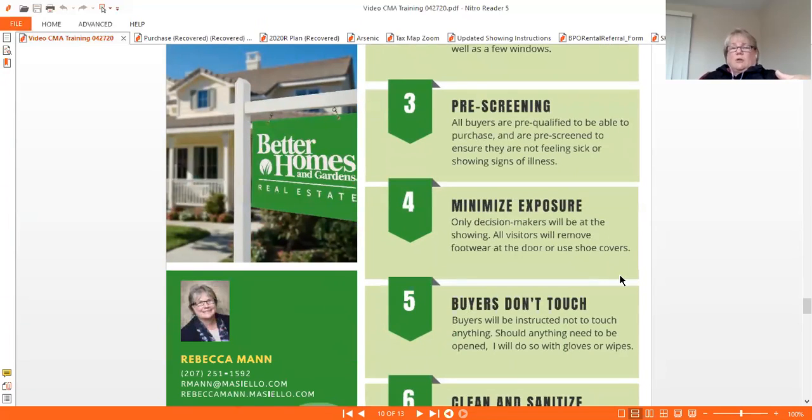We'll also make sure that we're minimizing the exposure to these homes, and we're asking the decision makers only to be the ones that go to the showing. So if Mr. and Mrs. Buyer are the 2 that are going to be on the purchase and sale agreement, those would be the only 2 that would come into the home. Mom and Dad would be staying at home, and hopefully they would be watching the kids so that Mr. and Mrs. Buyer can come in on their own and minimize the exposure to your home, and those are the only folks that are there.